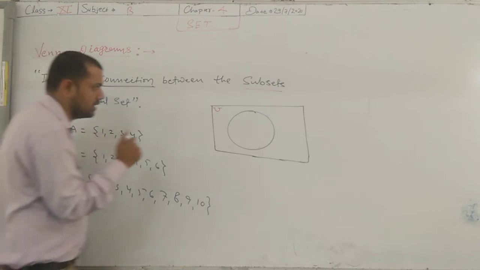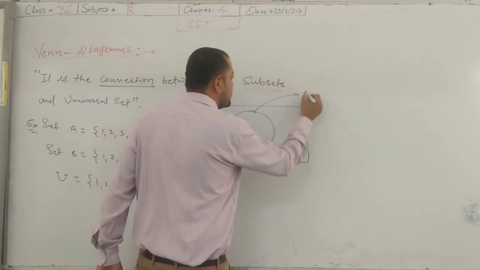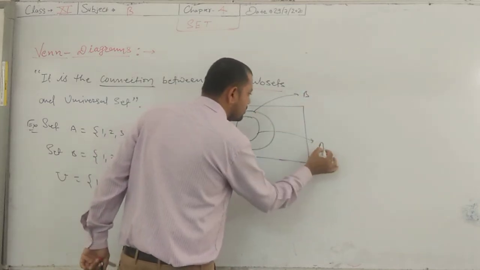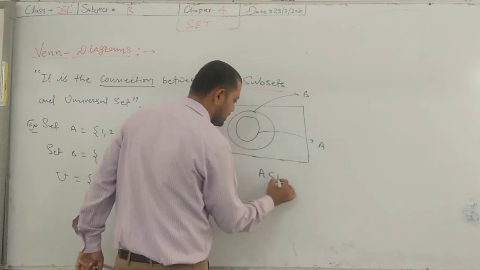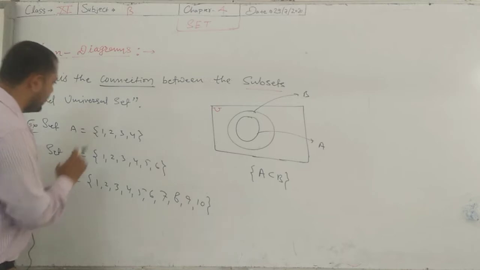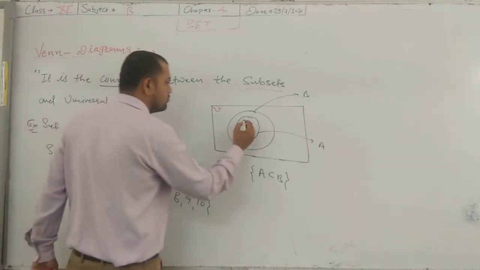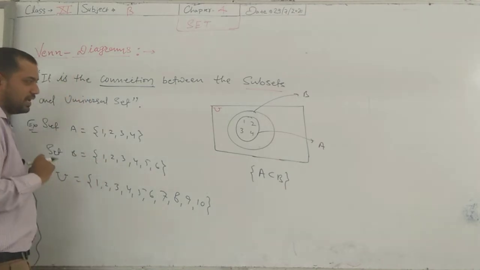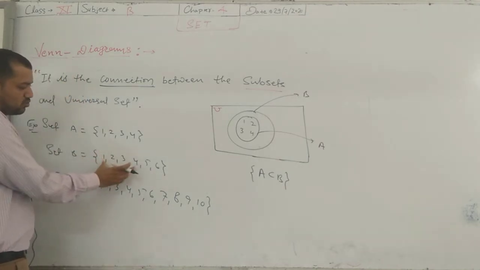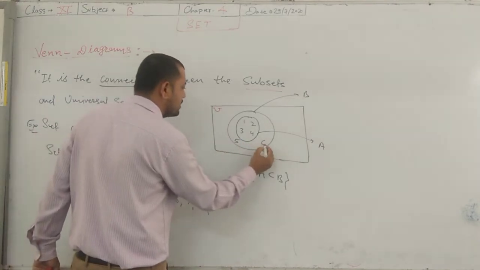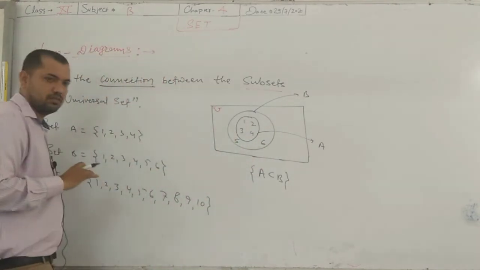Then how do we represent A? It is our set B and it is our set A, because A is a subset of B. A contains the elements 1 2 3 4. We randomly distribute these four elements in set A, and 1 2 3 4 are also part of set B. The remaining elements 5 6 we distribute in set B anywhere.